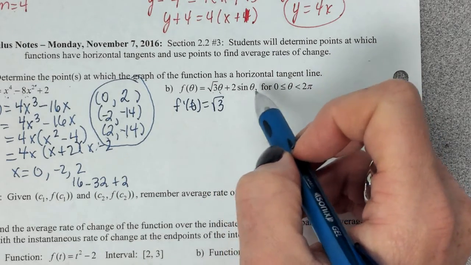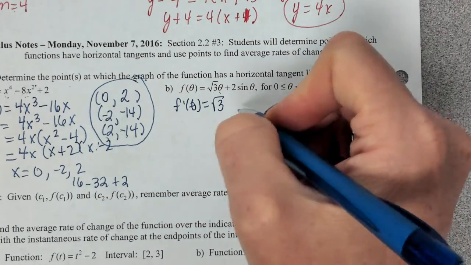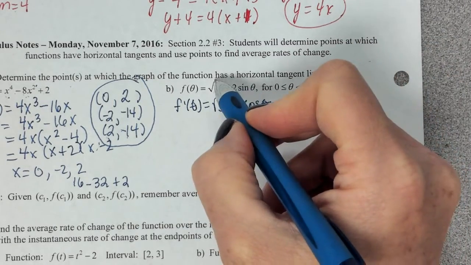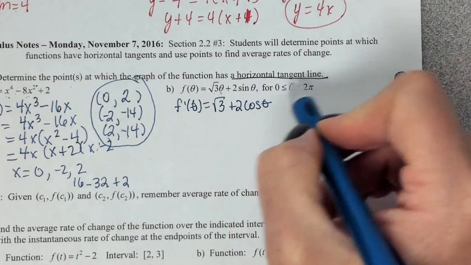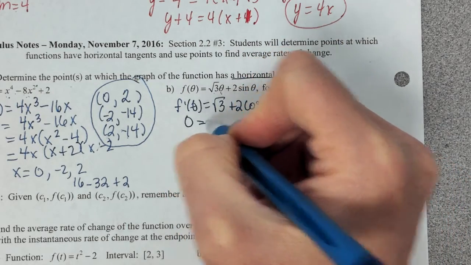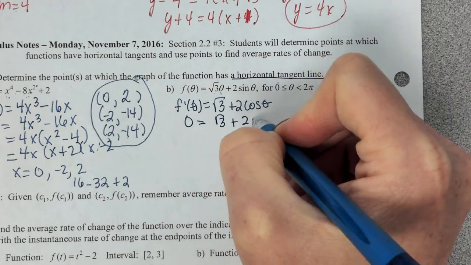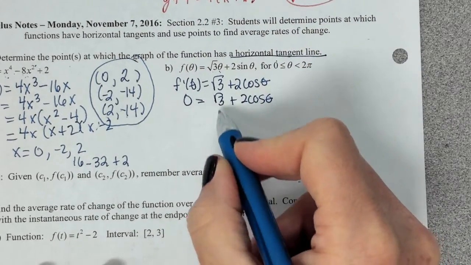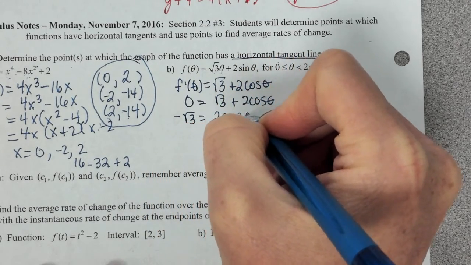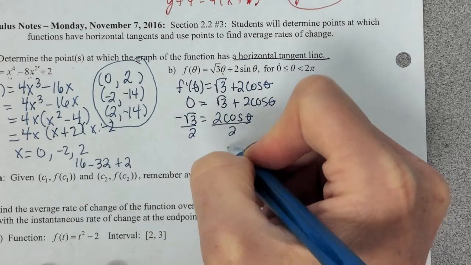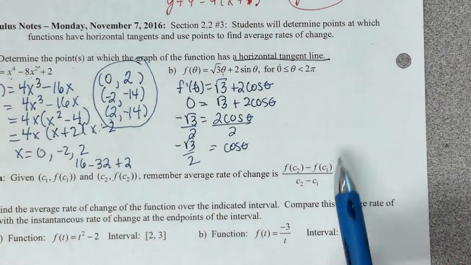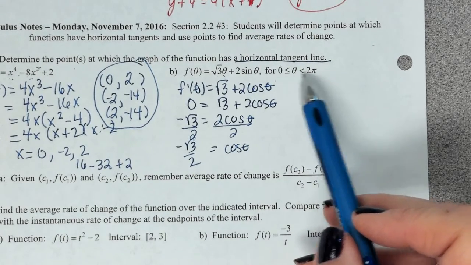Jackson, what's the derivative of 2 sine theta? Right, so plus 2 cosine theta. Again, we're trying to find where we have a horizontal tangent. That means where do we have a slope of 0? So I'm going to plug in 0 here. We have to solve this, so we're going to subtract the radical 3, divide by 2, and look at our restriction. It says in between 0 and 2 pi.